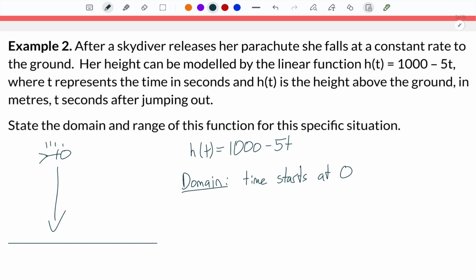So keep in mind the actual situation. We need to think about, well, when would this situation end? Well, the situation would end when she reaches the ground. But then how do we figure that out? How do we know when she reaches the ground? Well, that happens at a height of 0.